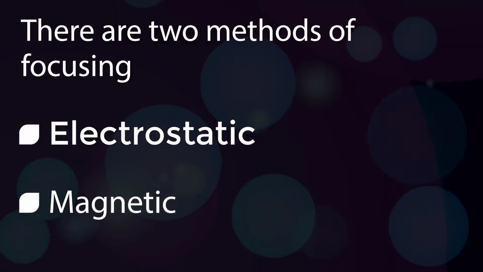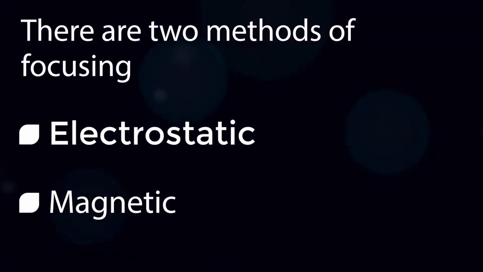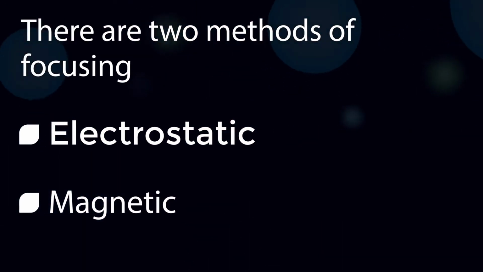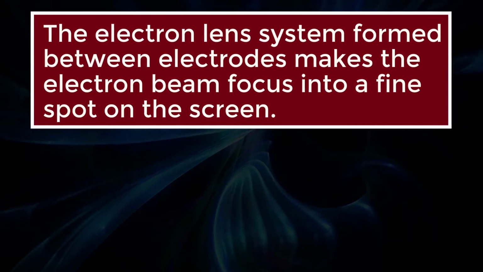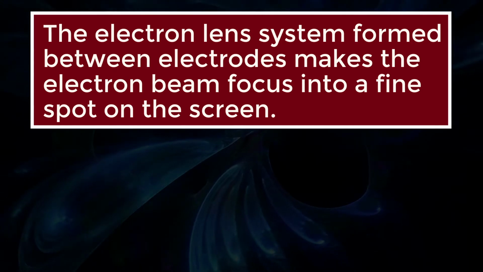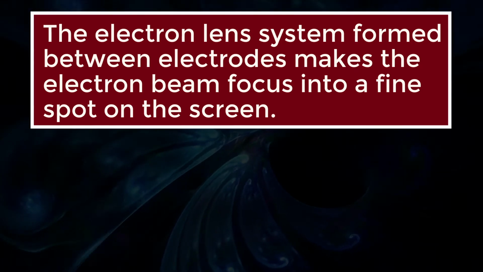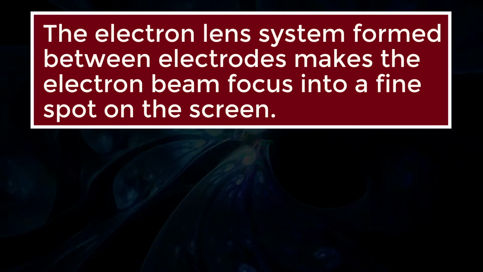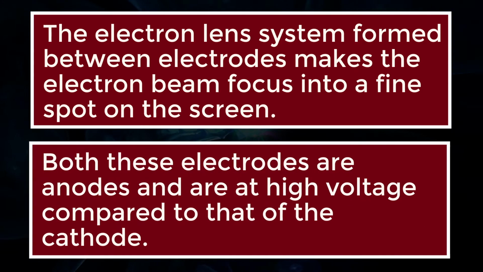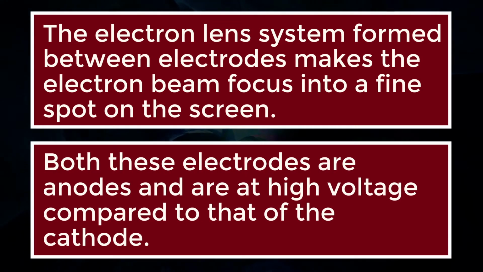There are two methods of focusing. They are electrostatic and magnetic. In electrostatic focusing, the electron lens system formed between electrodes makes the electron beam focus into a fine spot on the screen. Both these electrodes are anodes and are at high voltage compared to that of the cathode.